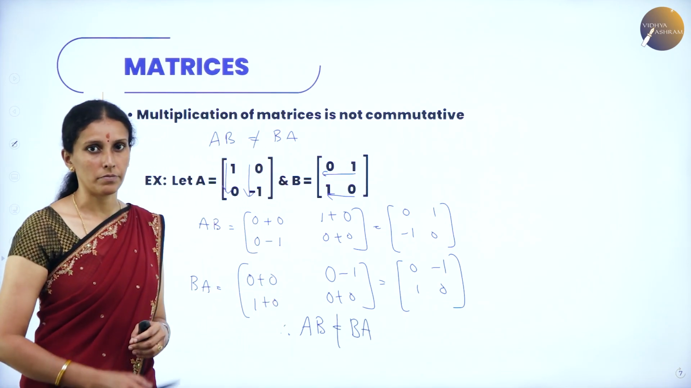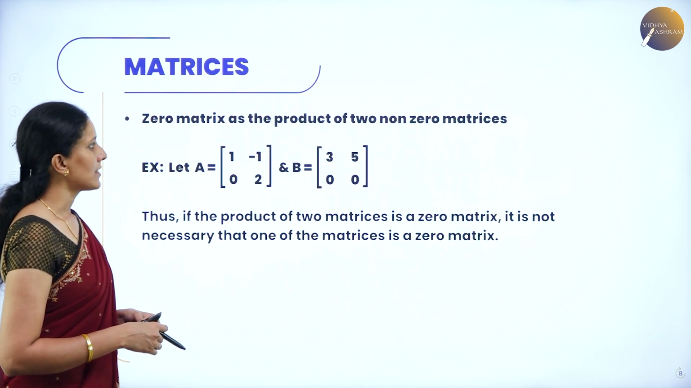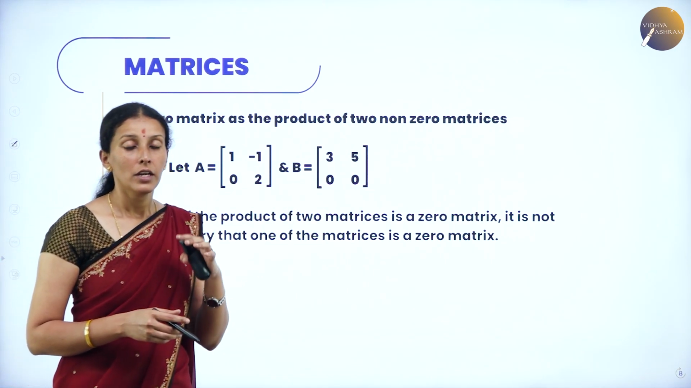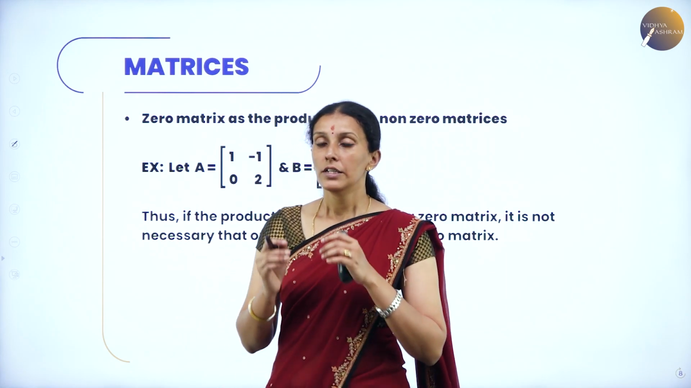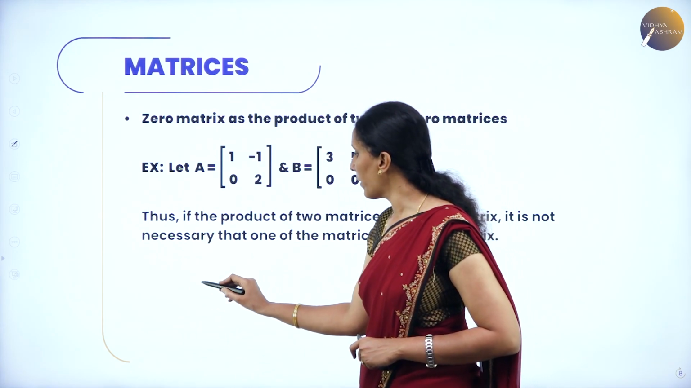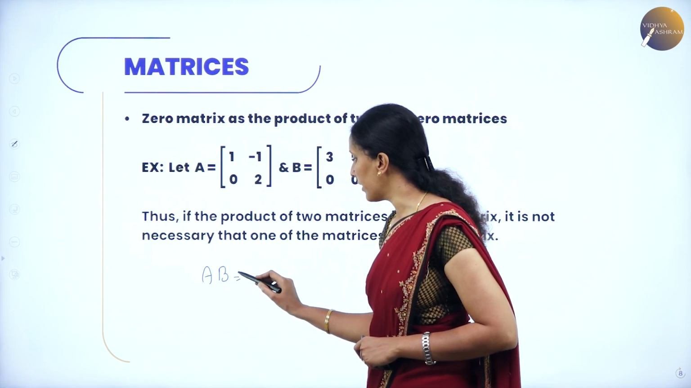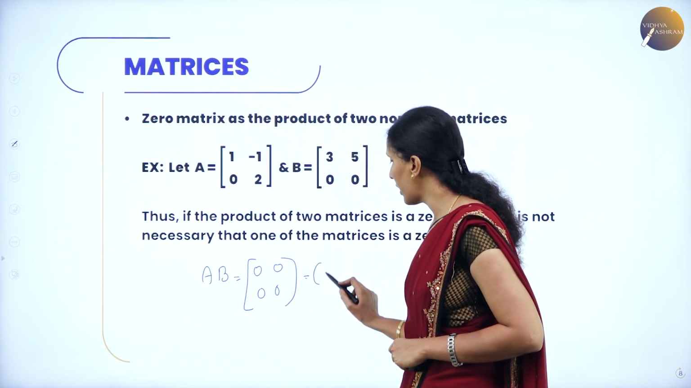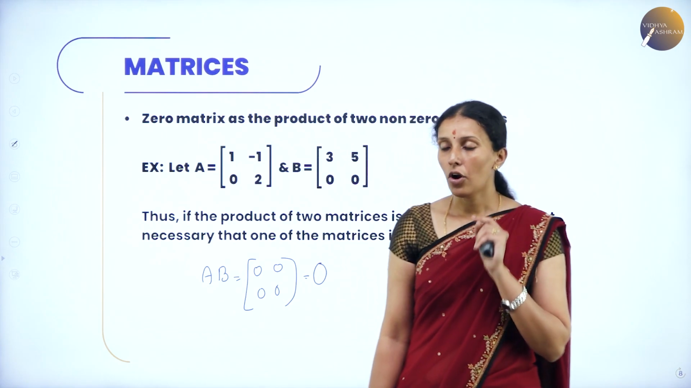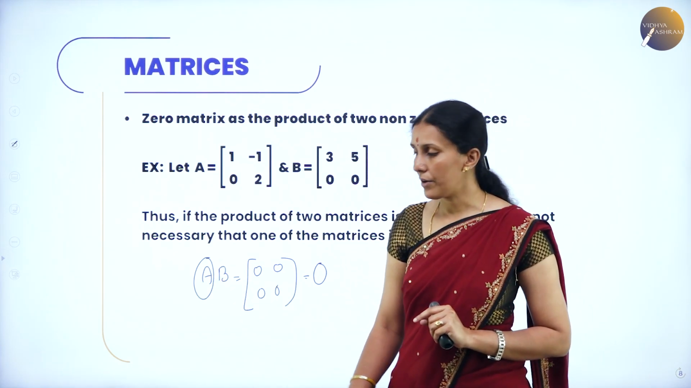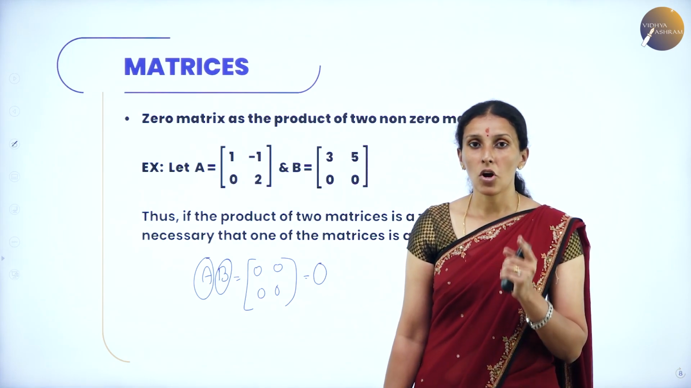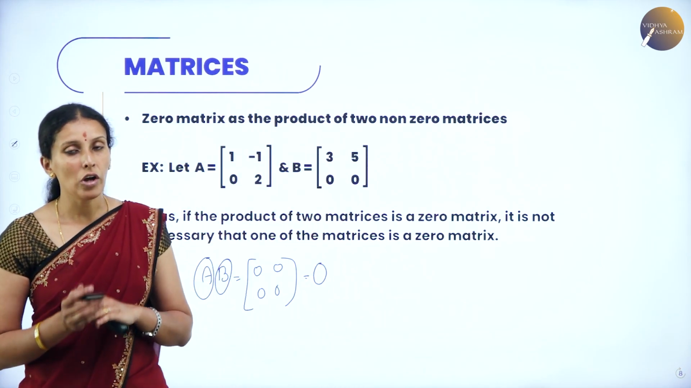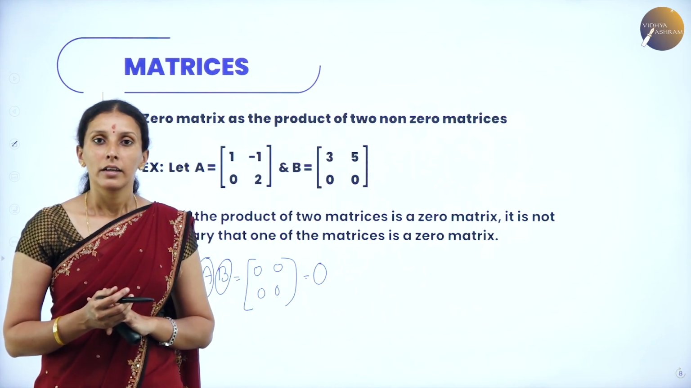It is not commutative. Next point, zero matrix as the product of two non-zero matrices. Here I have taken two examples of non-zero matrices. Zero matrices are nothing but null matrices. So what does it state? Whenever you have two matrices A and B, and when you multiply them, if the product is equal to the null matrix O, then it need not be that A is a zero matrix or B is a zero matrix. It is not necessary that both must be zero matrices.